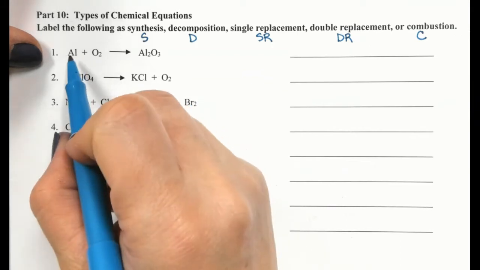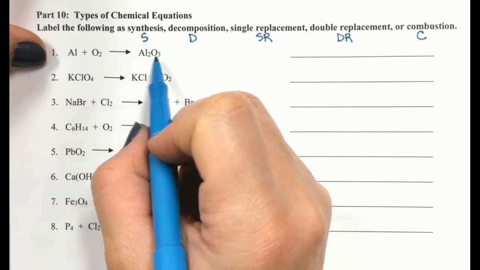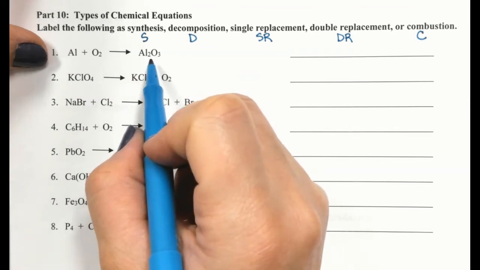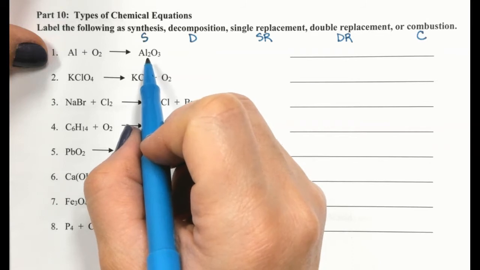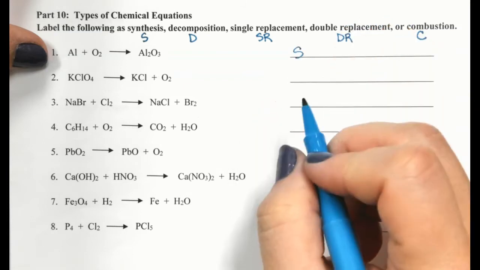So here you have a single element plus a single element, and they combine to form just one product. So this is going to be a synthesis reaction. Remember, synthesis is also known as combination. So if two single elements combine, then that is a synthesis reaction.